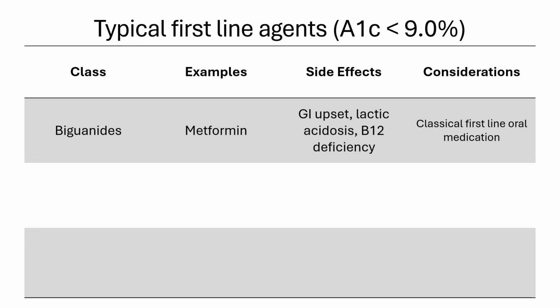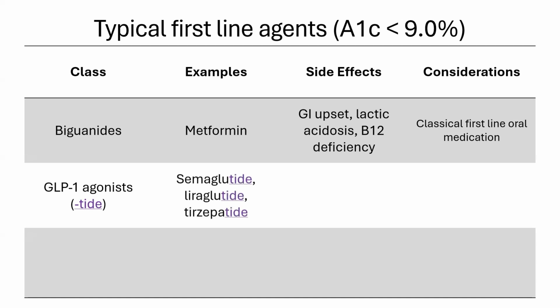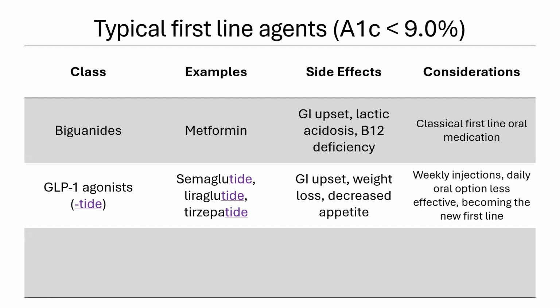Now, one of the newer medications to come to the public's attention is GLP-1 agonists. These include semaglutide, liraglutide, and tirzepatide, which are all medications that act on the GLP-1 and GIP-1 pathways to reduce patients' blood sugar and make them feel more full. The main side effects have to do with GI upset, which is intentional to slow the emptying of your stomach, which leads to weight loss and decreased appetite. These are typically done as weekly injections, but there is a daily oral option that is slightly less effective. And because of advertising and clear benefits to the heart and to the kidneys, these are becoming the new first line that patients often are started on.